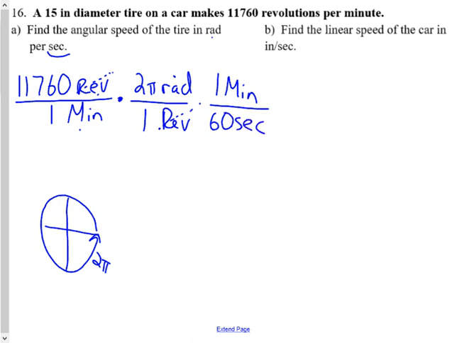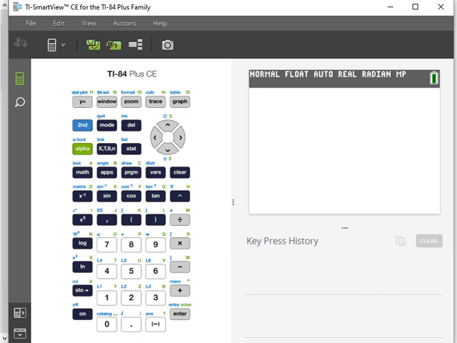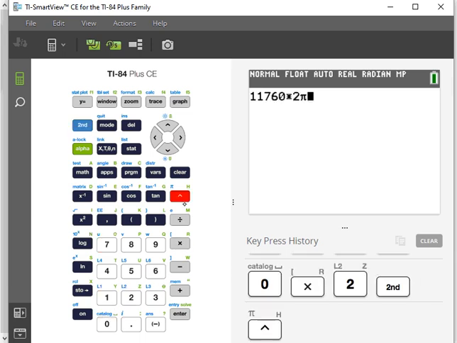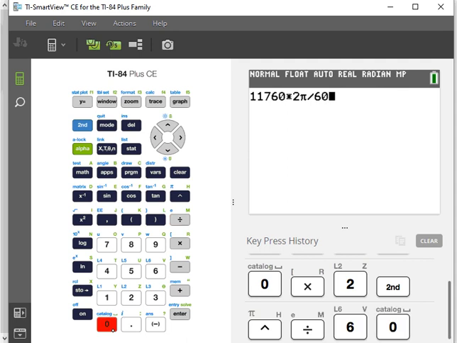Why not minutes on the bottom? Because I want minutes to cancel with minutes over here. Something in the numerator has to cancel with something in the denominator. And now with our calculators, we're just going to go straight across the top: 11,760 times 2 pi, and then divide by the total of the bottom numbers. We've got 1 and 60, so the 60 really gets factored in here. So we calculate 11,760 times the 2 pi button, and then divide by 60.